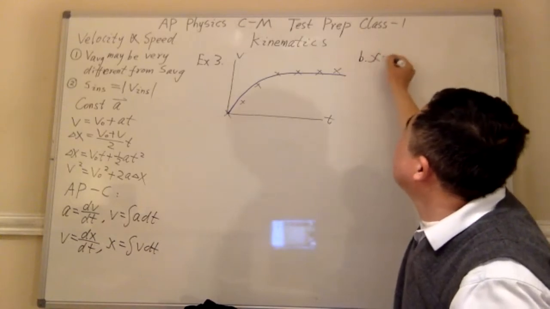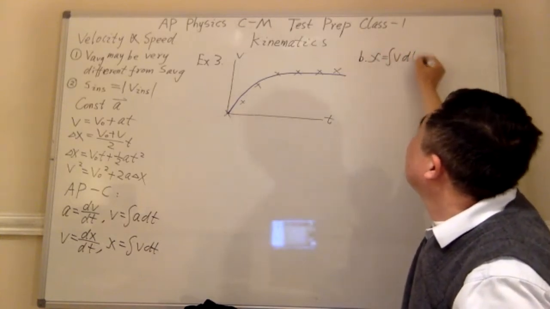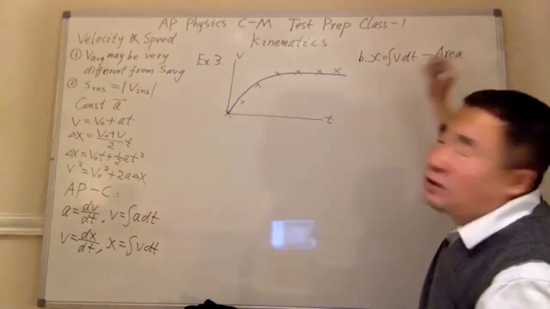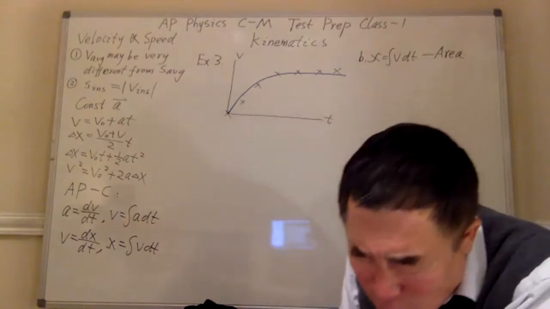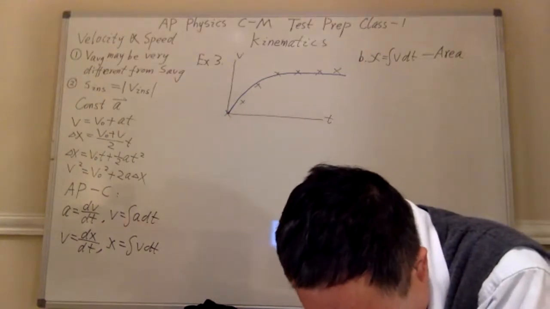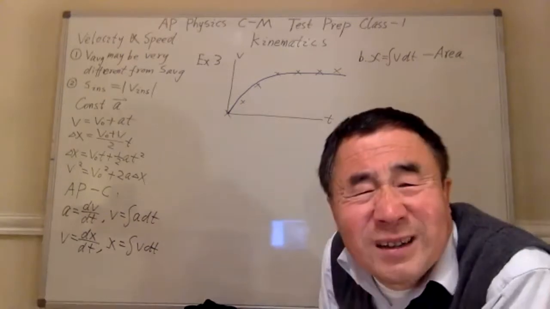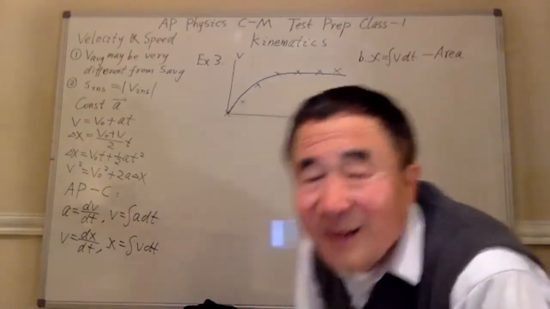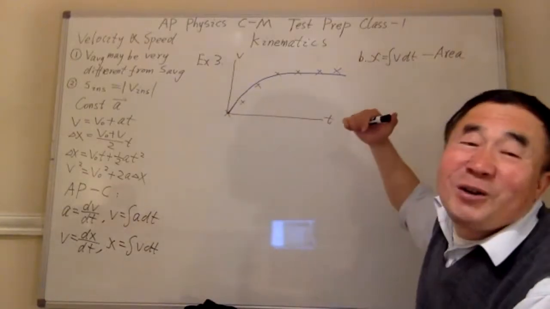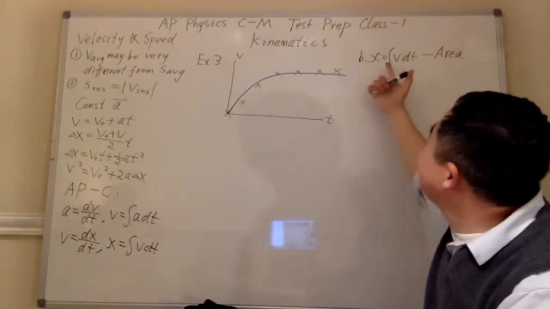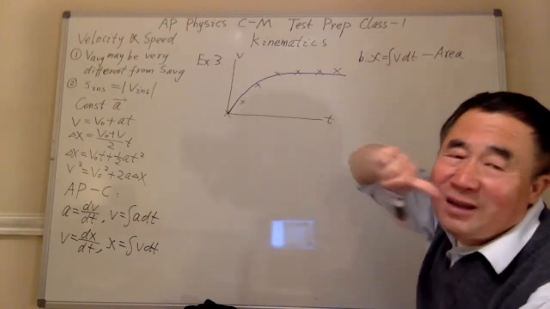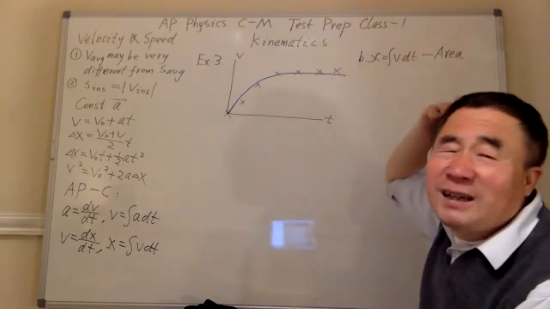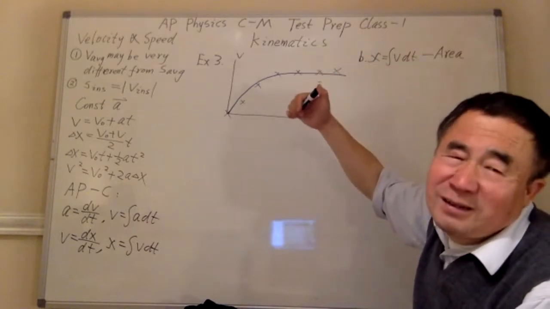Your s is equal to the integral of v dt, which means it's the area under the graph. So what do you tell them? You tell them a method they can use. If you just say integral, you get no credit. Why? To carry out an integral, you have to know the function.